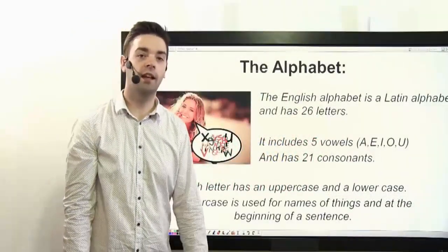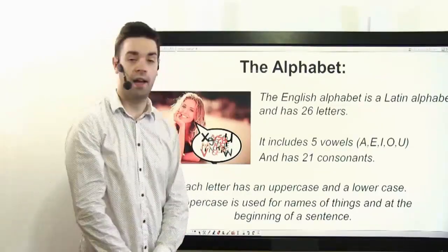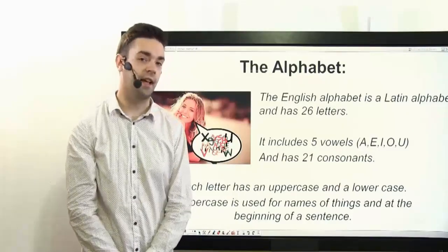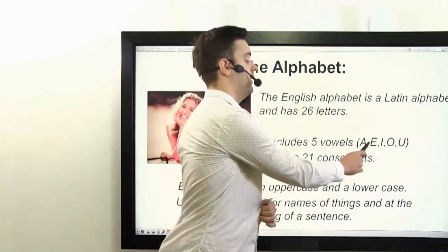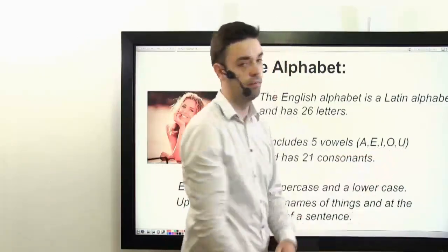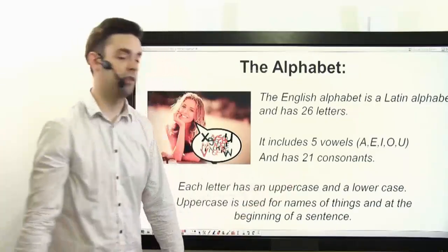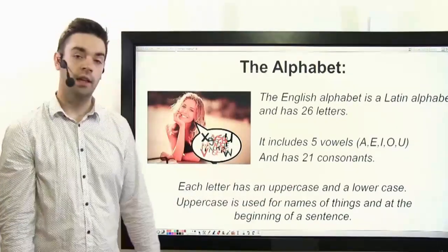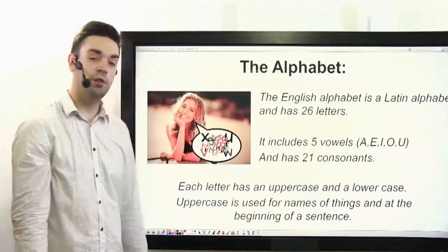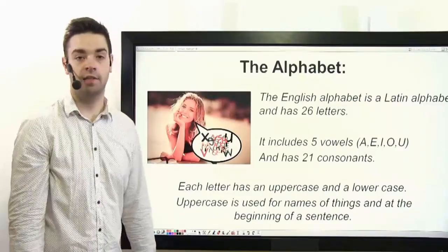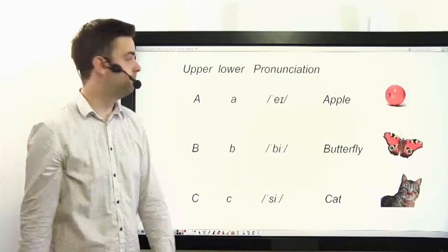Okay, let's have a look at the English alphabet. So the English alphabet is a Latin alphabet and includes 26 letters. 5 of these letters are vowels: A, E, I, O, U. It also includes 21 consonants. Each letter has an uppercase and a lowercase. The uppercase is usually used for names or at the beginning of a sentence. So let's have a look at them.